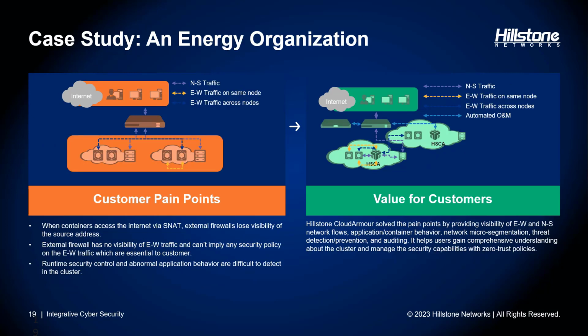This second case study pertains to an energy organization. For a state grid in the energy industry, when containers underwent source network address translation to go out to the internet, external firewalls would lose visibility of the source address. This was potentially a big liability. Additionally, the external firewall present had no east-west traffic visibility. Finally, the cluster was lacking runtime security control and did not possess any insight into abnormal application behavior.